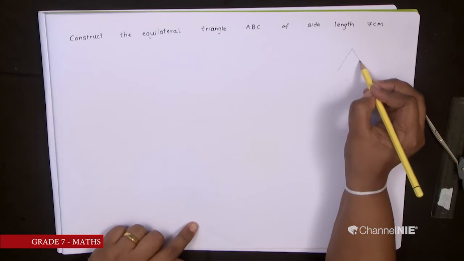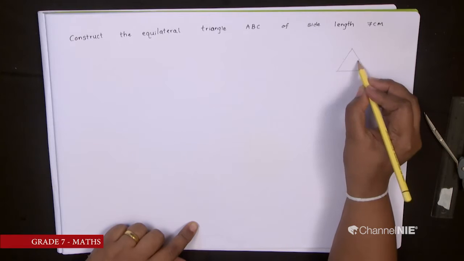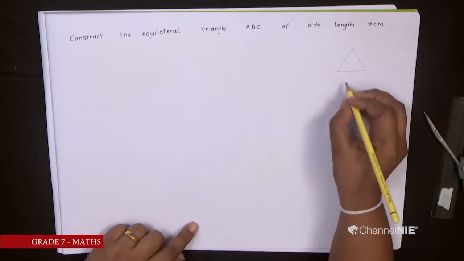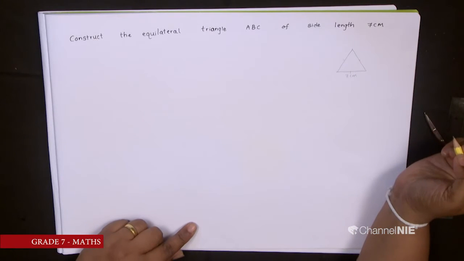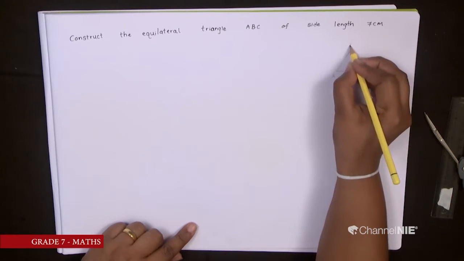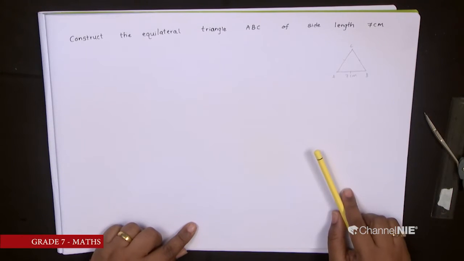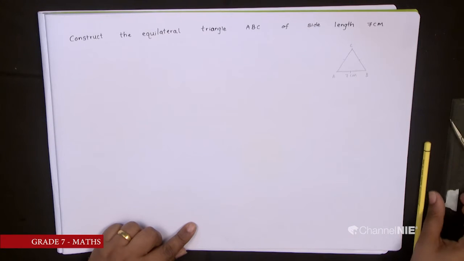It should be a triangle. All three sides should be equal. Length of one side is 7 centimeters. So, we will name the triangle ABC. Right. Now, my sketch is there. I am going to construct it now.